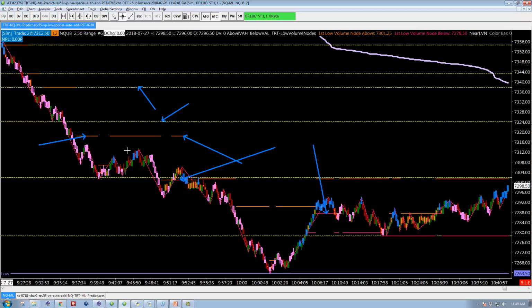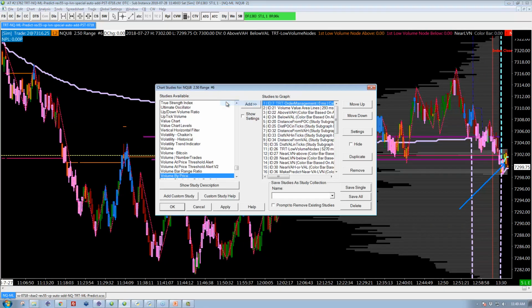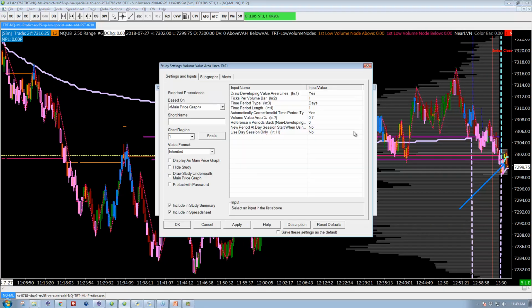All right, so then I didn't show you those. The volume value area lines. Here's the settings. Draw developing value area lines. I think that defaults to no. You want it to be yes. Okay. Ticks per volume bar is 1. Time period type is days, and 1 day. Okay. So give me the volume profile for the current day.